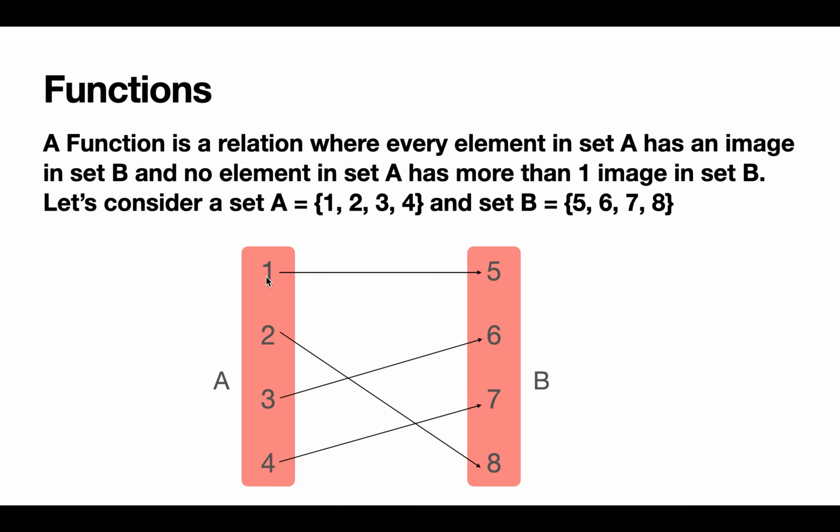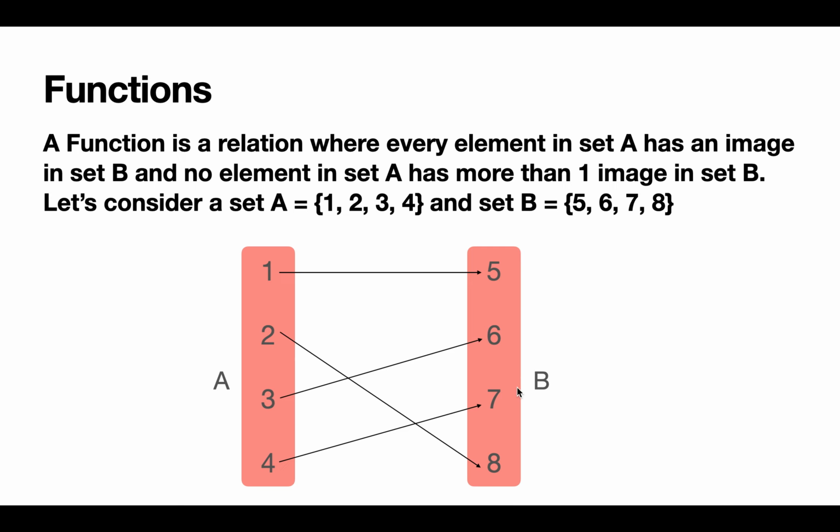It is restricted that every element in set A should only have one image in set B. If you look into this example, set A has elements 1, 2, 3, and 4, and set B has elements 5, 6, 7, 8. You can see that on the left side we have set A, on the right side set B, and every element in set A is related to only one element in set B. Like 1 is related to 5, 2 is related to 8, 3 is related to 6, and 4 is related to 7.